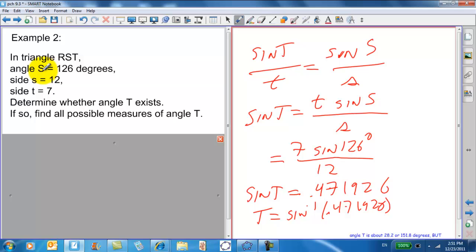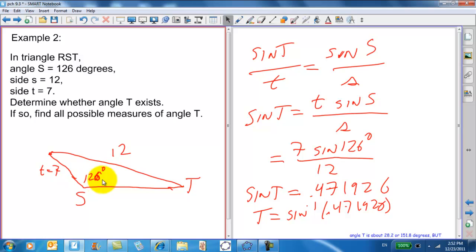So it's hard to draw these two right away. Instead, focus on angle S and side T and connect those. And that's what I did in my picture. I connect the 126 degree angle with the side T equal to 7, and then draw this out here. And if this is about 7, I drew something that looked like it was about 12. And that's just a rough idea.